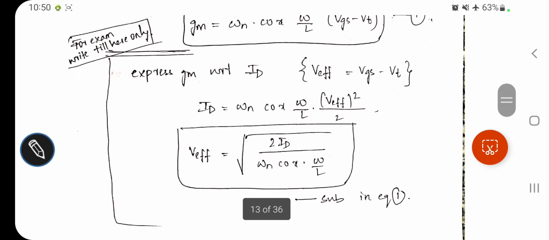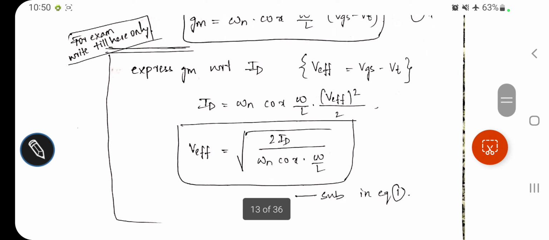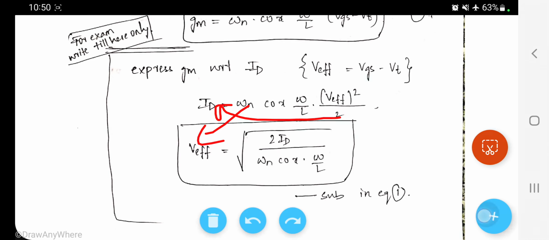Now express GM with respect to ID. V effective is nothing but VGS minus VT. Earlier, in the derivation of IDS versus VDS, we have seen that VGS minus VT can be replaced with the effective voltage. If you do the cross multiplication here, this 2 goes into the numerator on the left-hand side: 2ID divided by mu n into COX into W by L.